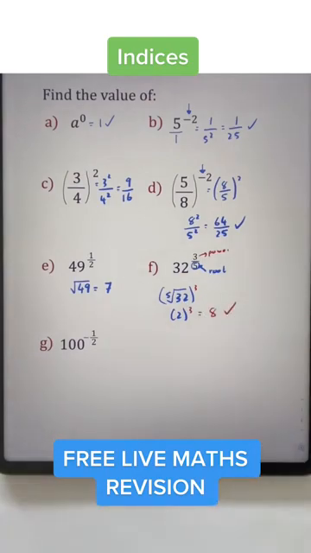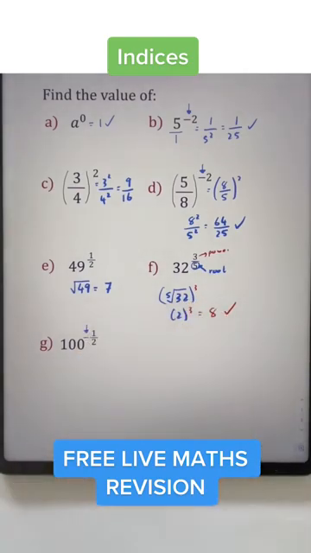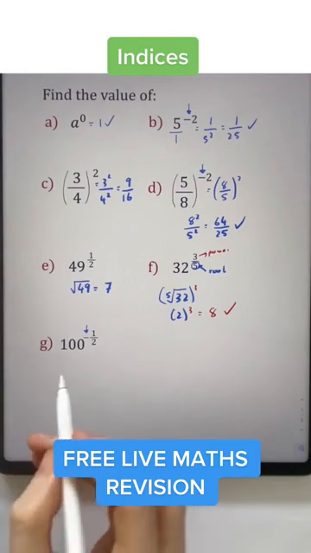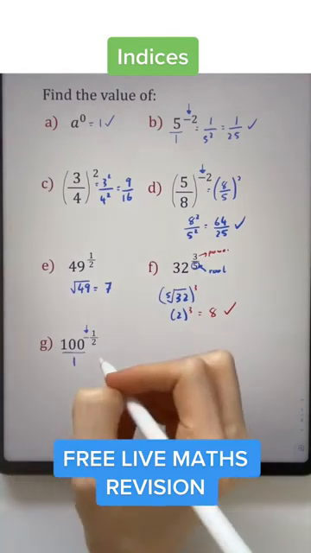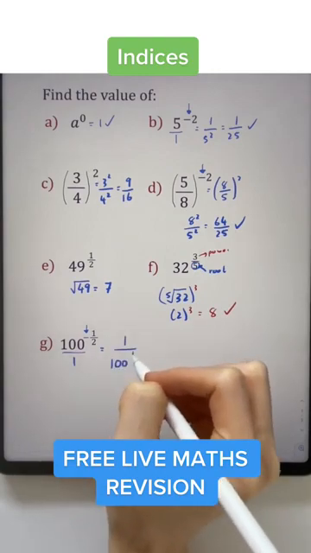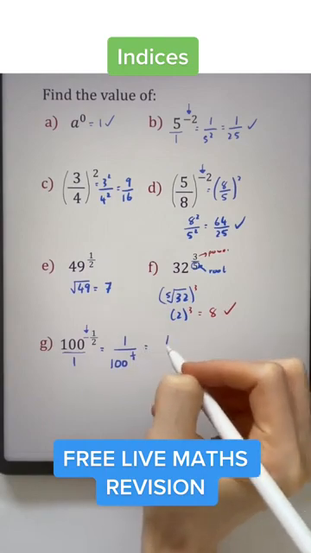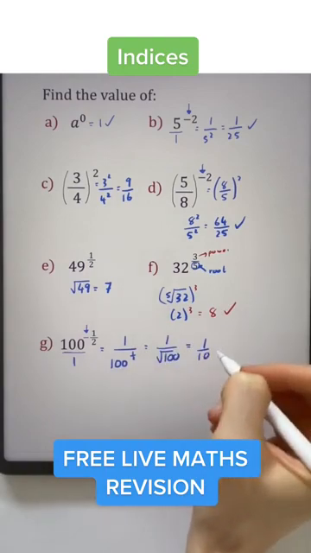For question G, we have 100 to the power negative a half. Again, because we've got a negative power, we must deal with the negative power first. Negative power means the reciprocal. As it's not already a fraction, we know 100 is the same as 100 over 1. Hence the negative power means we turn it upside down, so we have 1 over 100 to the power a half. Power a half means square root, and the square root of 100 is 10. So our final answer is 1 over 10.